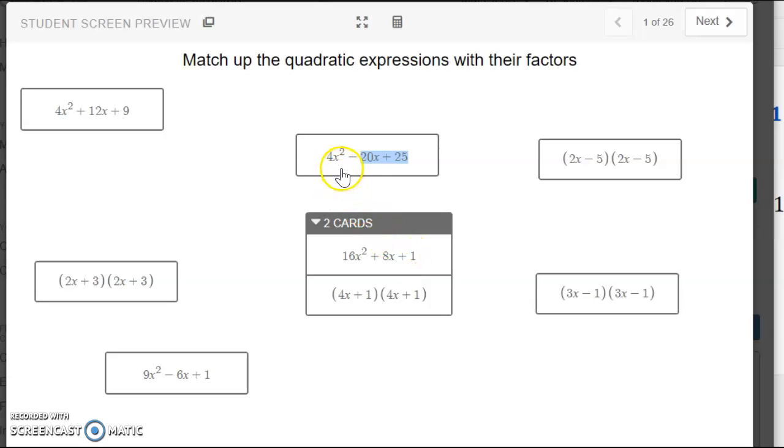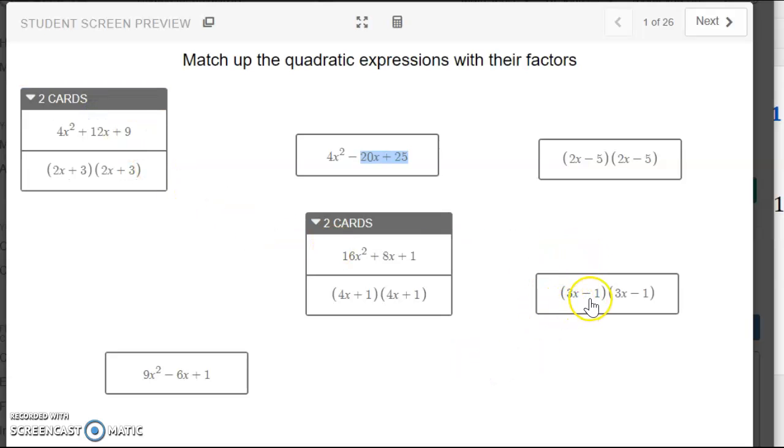Okay, 4x squared minus 20x plus 25. Well, if I multiply 2x times 2x, I am going to get 4x squared. But I also need to look at the last terms. I see 3 times 3. I know that the last term has to be positive 9. So it matches with this.